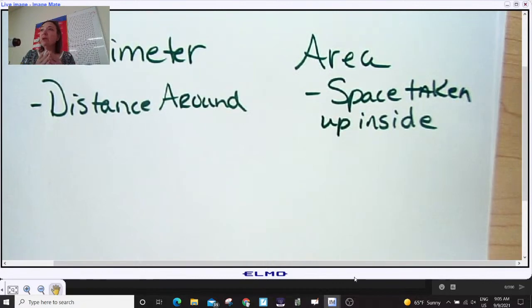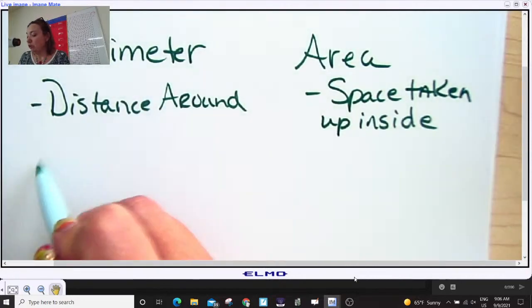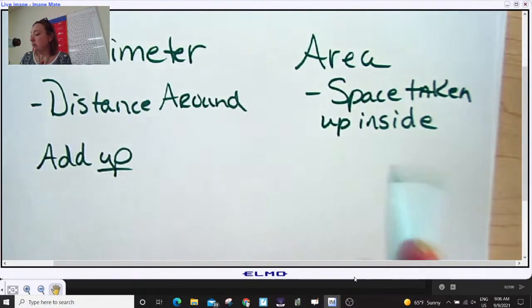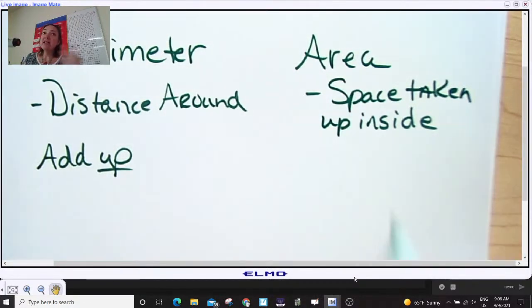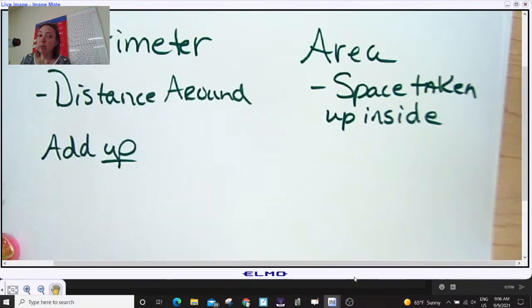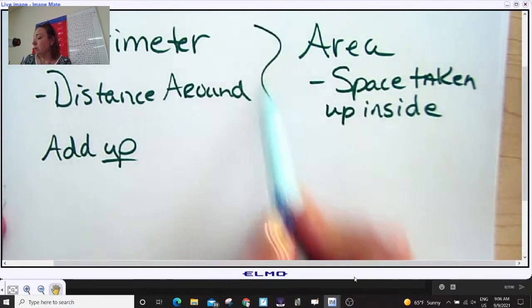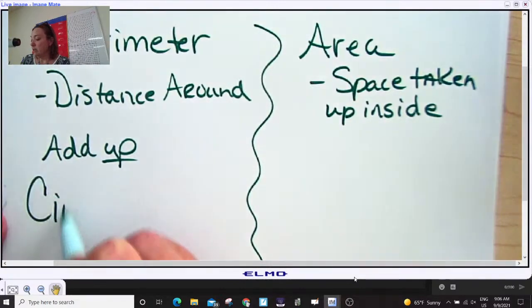Okay. Now, perimeter of any shape, with the exception of a circle, is just adding up the outside edges, right? So to find the distance around, you just add up your outside edges. Okay? Now, area is a little different. We're going to come back to area in just a minute. But before we do area, I want to talk about perimeter on a circle. So on a circle, it's not called perimeter. It's called circumference.